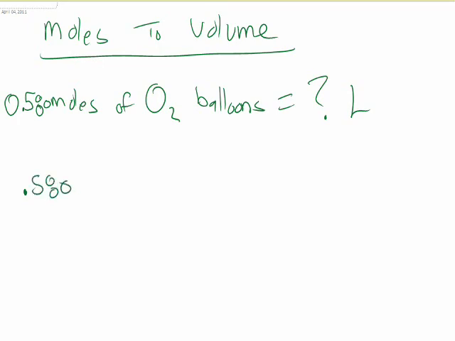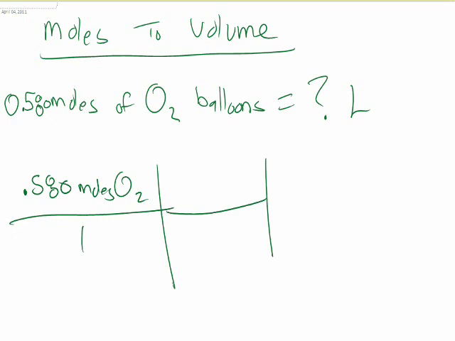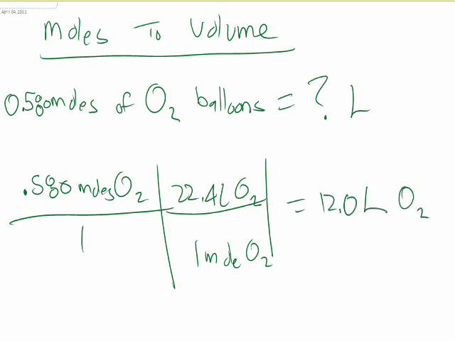So 0.58 moles of O2 over 1, multiplied by 22.4 liters of O2 over 1 mole of O2. And again, you don't have to have the E there. I just do it by habit. But if you're trying to save ink, especially with these pens, you can leave off the E. So we multiply that across. So we have 12.0 liters of O2, and that makes sense. It's about half of that size.